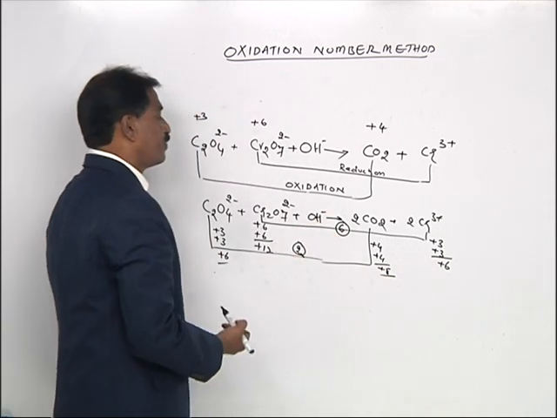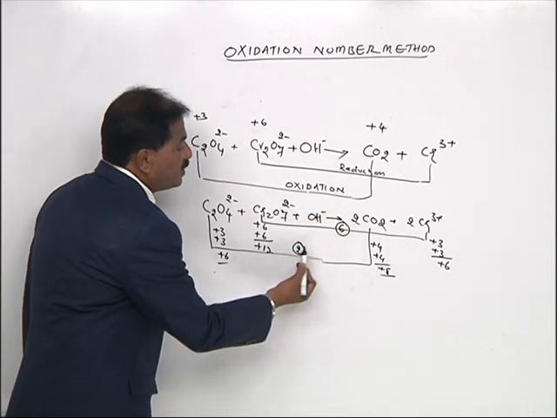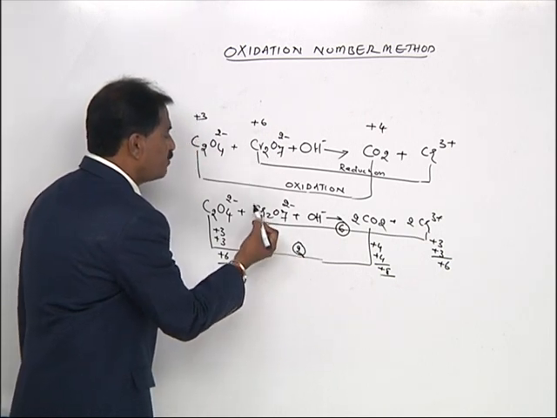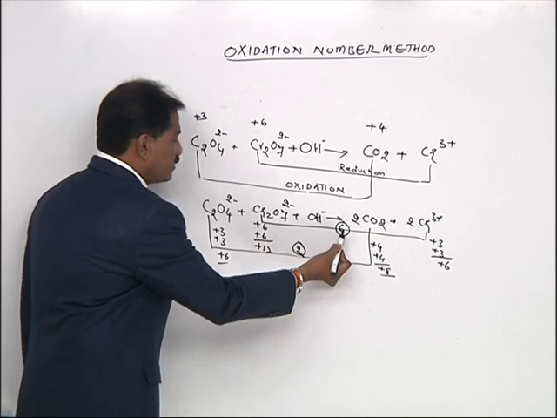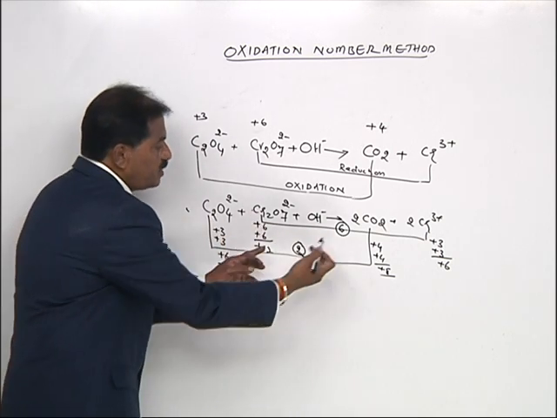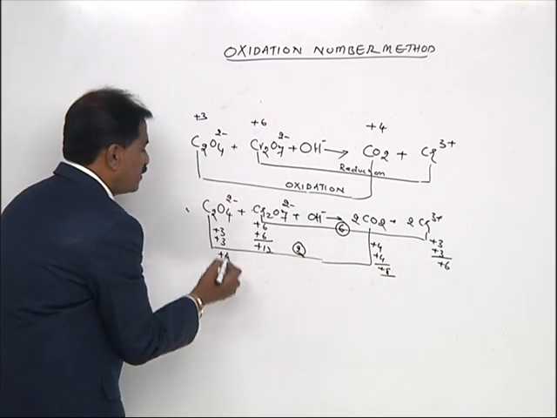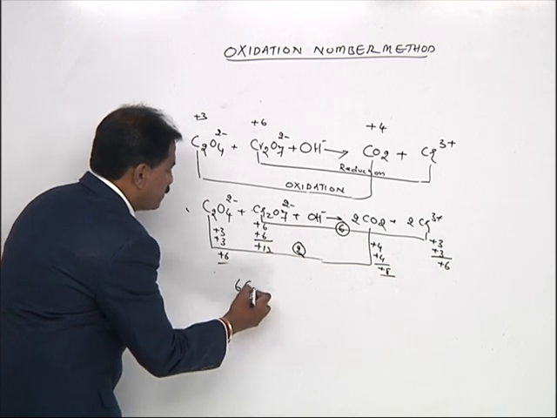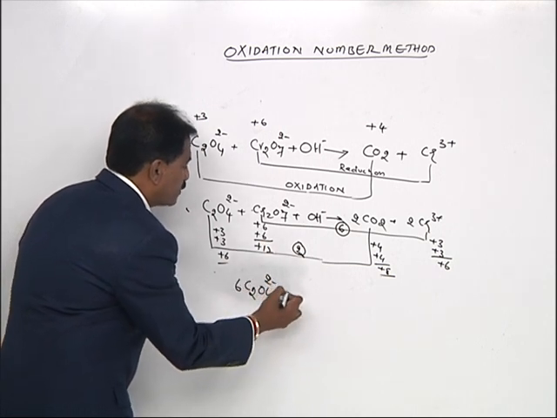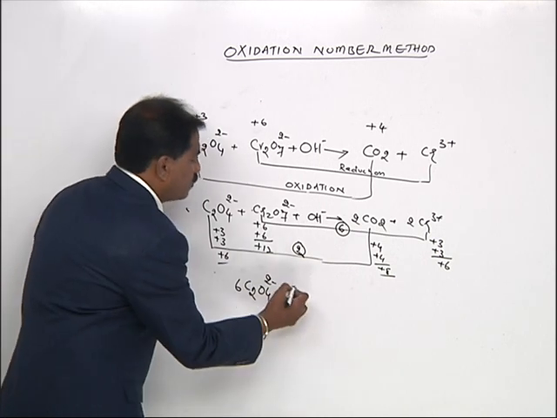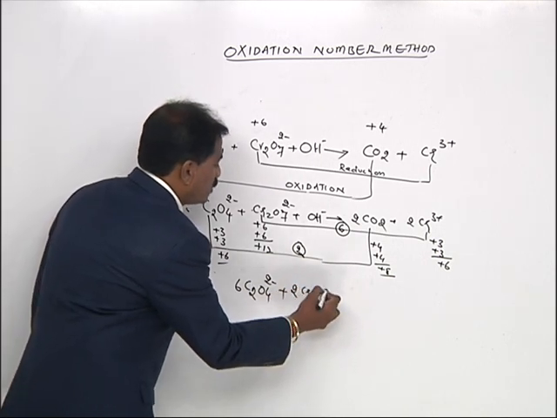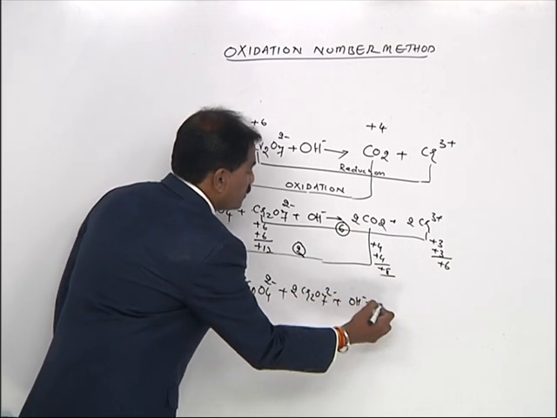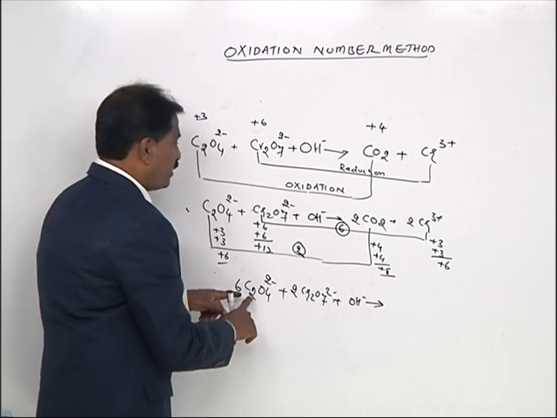2 and 6. Next, in the next step, exchange these numbers. That means you keep this 2 in front of the dichromate. You keep this 6 in front of the C2O4. Exchange the differences. So if you exchange the differences, here we will get 6 C2O4 2 minus. Next here 2 Cr2O7 2 minus plus OH minus.